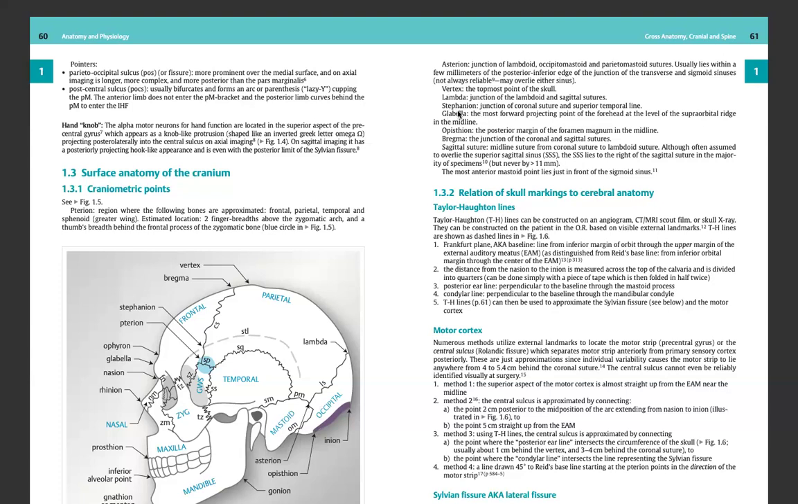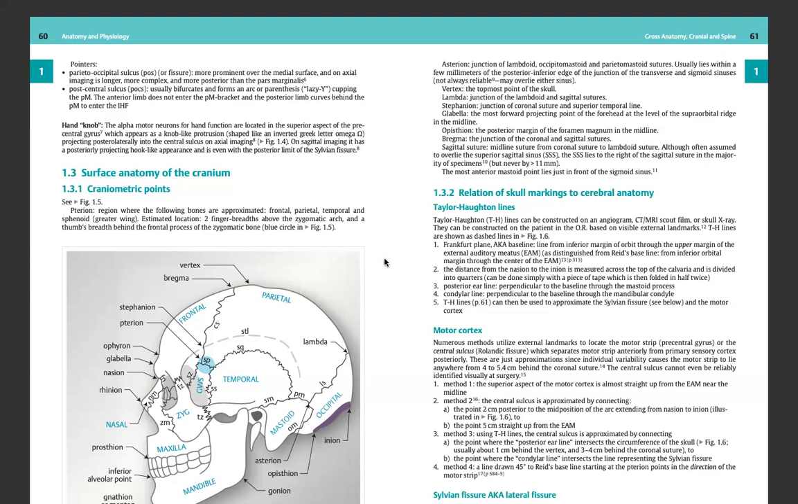Next is the vertex, the topmost point of the skull, is here. Anterior to it is the bregma. Bregma is the junction of the coronal and sagittal sutures, and it's where the fused anterior fontanelle is located. Posterior to the vertex, of course, you have the lambda, which is where the lambdoid and sagittal sutures fuse.